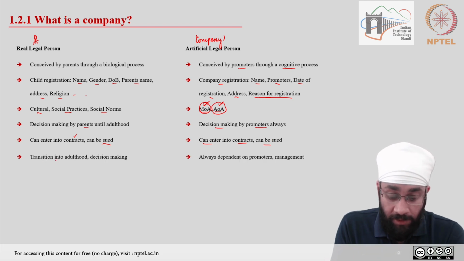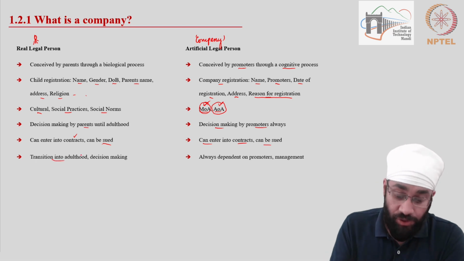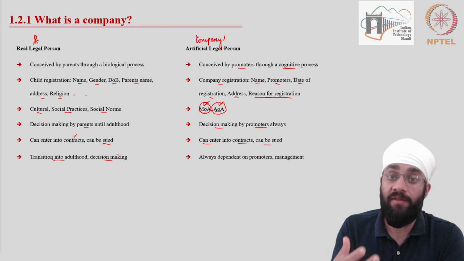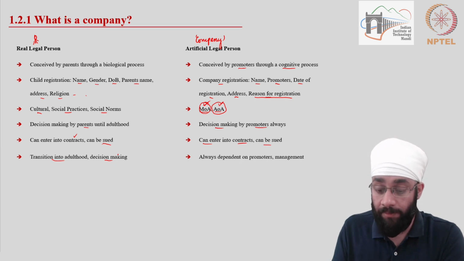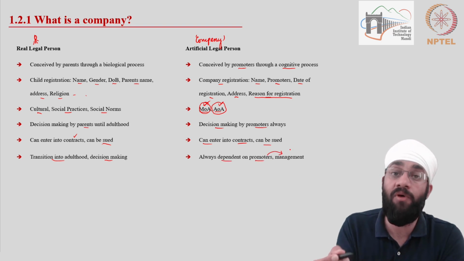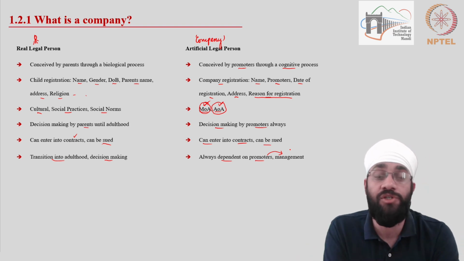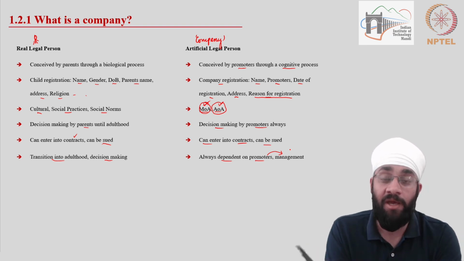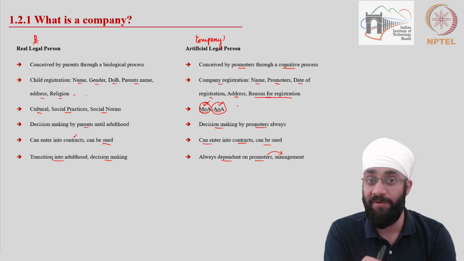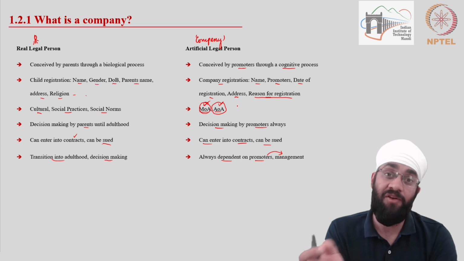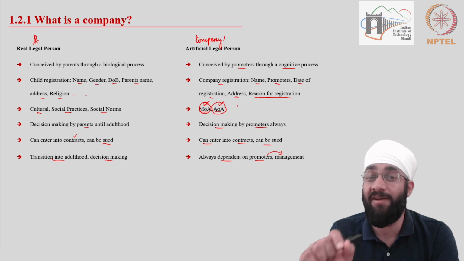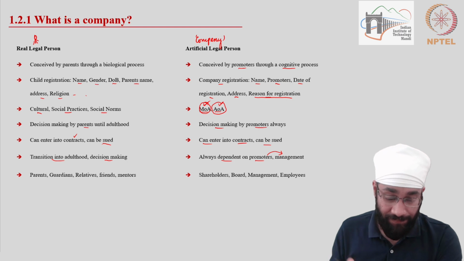Now, the person, as I said, can transition into adulthood and then take the decisions for himself or herself. However, the company will always be dependent upon its promoters, and the promoters can further hire a team of management which can take decisions on behalf of the company. Company will never come to life. Company will never take its own decisions. It's an artificial legal person. The real person is going to drive the artificial legal person here.